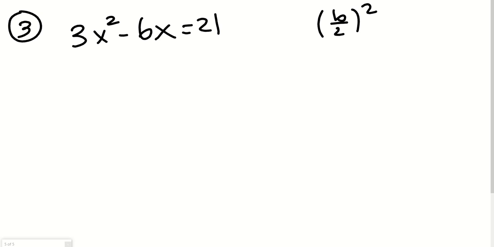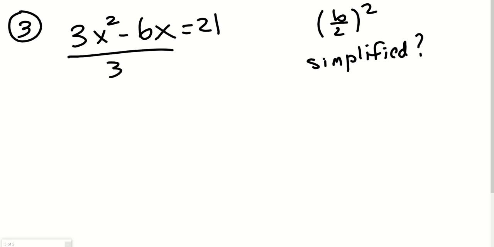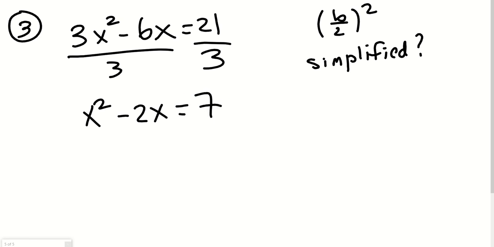So here, first what you have to look at is if it can be simplified. So I'm looking at 3, 6x, and I notice that there's a common factor here, 3. So I'm going to divide everything by 3 to make it look simpler. 3 divided by 3 is x squared. Negative 6 divided by 3 is negative 2. And then I have 7 here. Okay, so this looks a lot easier to work with than 3x squared minus 6x equals 21.